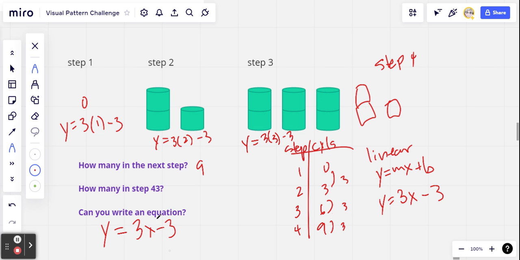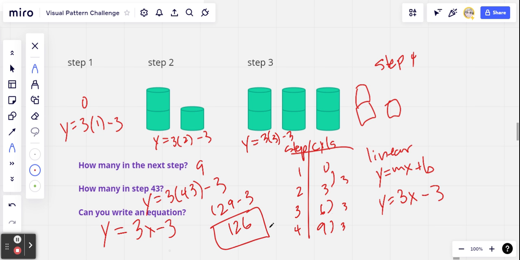And to get the last piece here, the number in step 43, we can just plug 43 in for x, for the step number here. So y equals 3 times 43 minus 3. Okay, so what's 3 times 43? Well, 3 times 40 would be 120, and 3 times 3 is 9, so 129 minus 3 would be 126 cylinders in step 43.